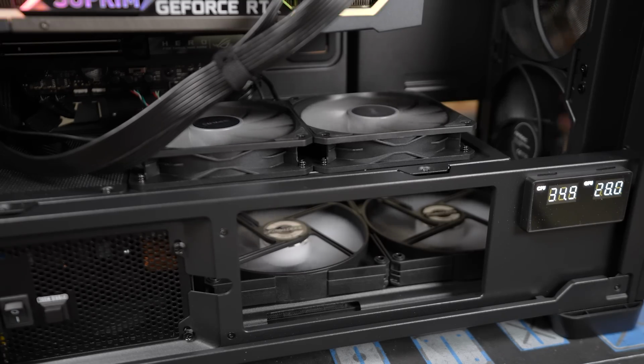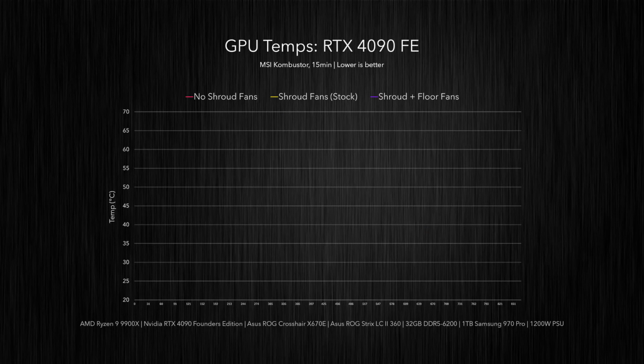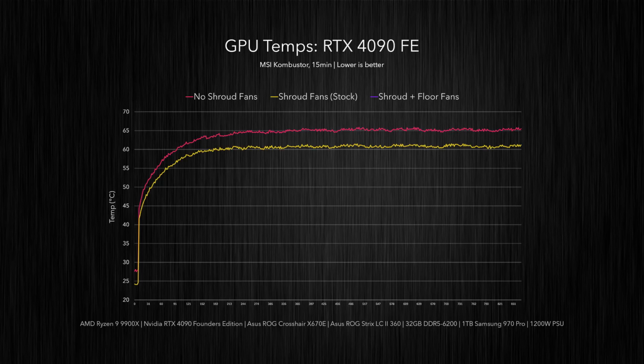In a 15-minute run of MSI Kombustor, the RTX 4090 hovered around 66°C with the absence of any shroud or floor fans. There's no basement fans. We'll call them those 4 fans. We'll call them basement fans. Returning the case to its out-of-the-box config by adding the 2 shroud fans lowered the GPU temps by 5 degrees, bringing it down to 61°C on average. Adding a pair of 140mm fans to the floor of the chassis reduced temperatures slightly by about 1 degree.